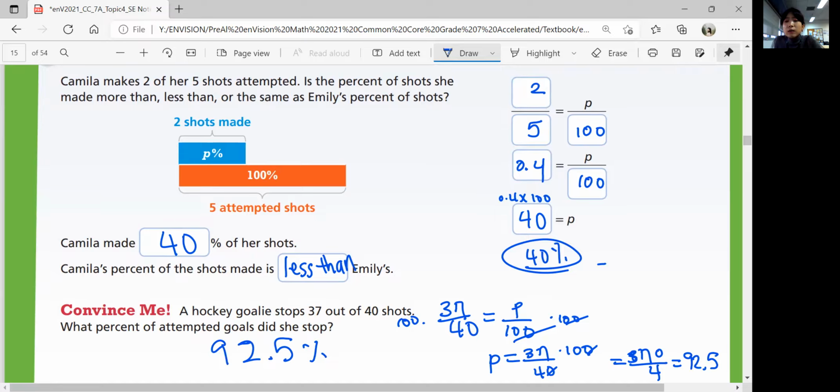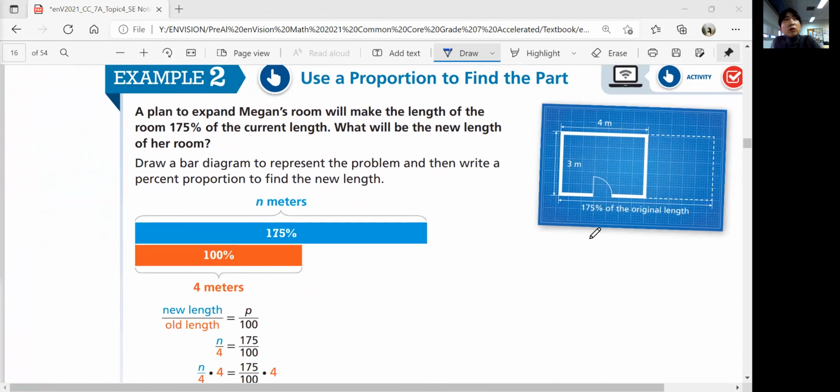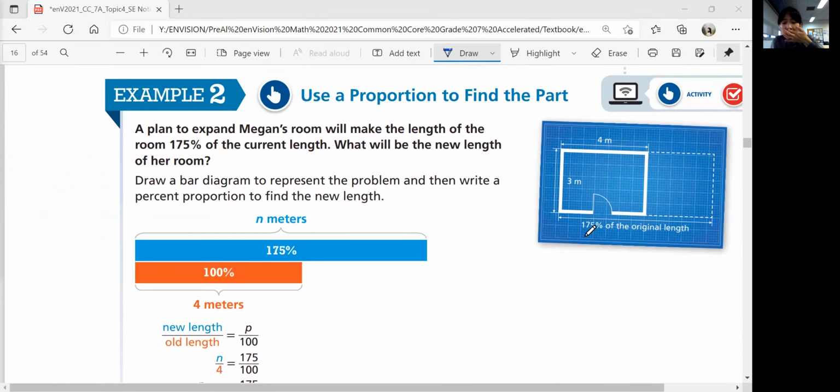Okay, so now we learned how to use proportion to find the percent. Let's look at example 2. We're going to use a proportion to find the part. We're going to go the other way. Okay, let's look at this plan.